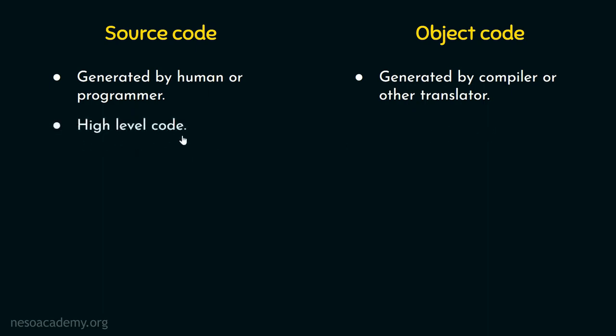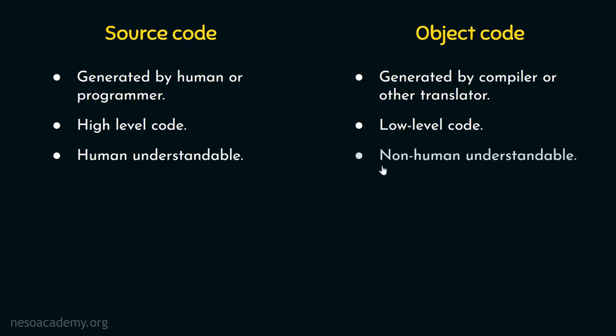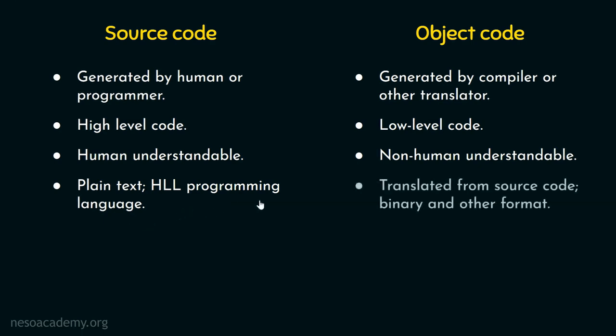Source code is a high-level code, and this is easily modifiable by humans. Object codes are low-level codes, which are not easily modifiable by humans. Being high-level, source code is understandable by humans. However, object code is the one which is not easily understandable by humans. Source code is plain text and is written using a high-level programming language such as Java, Python, C, etc. Object code is translated from source code and it consists of binary and other formats like hexadecimal or macros.